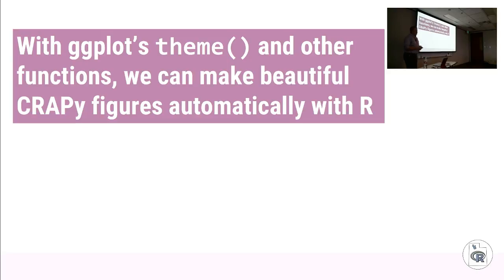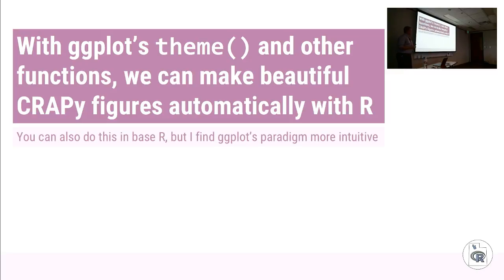So you can use the theme function in ggplot to make all sorts of modifications to these plots to make them more crappy. And you can put all of these adjustments and tweaks inside your own theme function, so you don't have to say every time you make a ggplot, left align the title, left align the caption. It simplifies it for you. You can also do all of this in base R if you really want. I don't know how, because ggplot's paradigm is great.